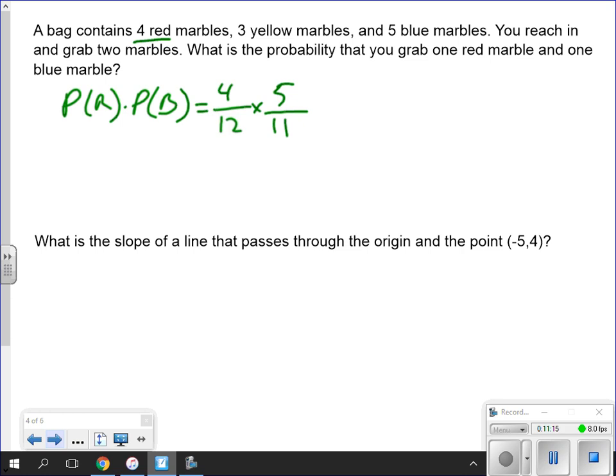What I would do is I would reduce first. These are both divisible by 4, so I get 1 over 3. And then I multiply. 1 times 5 is 5. 3 times 11 is 33.